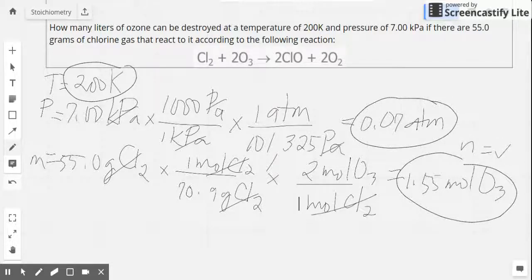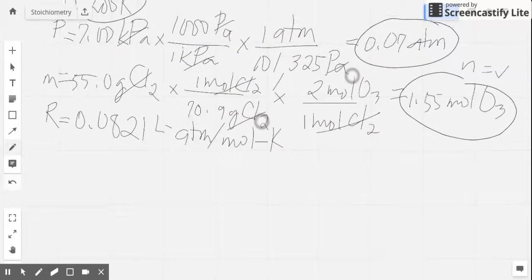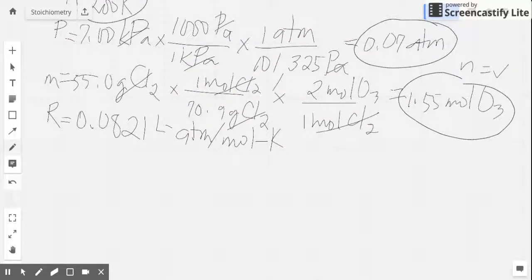Next we need to put the R also. So R is 0.0821. Remember, you need to memorize this. Liter atmosphere per mole Kelvin. So that's our R. Next we need to get our volume from the ideal gas law. So we know that the ideal gas law is PV equals nRT. So to get V, that's going to be over P. So V is equal to nRT over P.